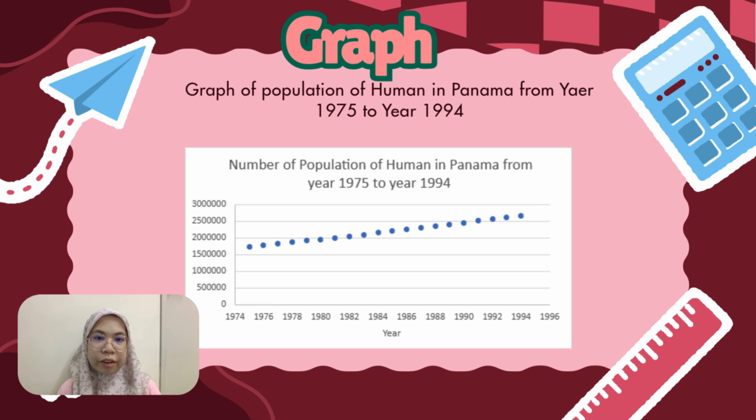So, this is the graph of human population in Panama from year 1975 to year 1994. We plotted the graph based on the data we achieved in the Excel. As you can see, as the year goes by, the population of the human is increasing. That makes the graph increase.